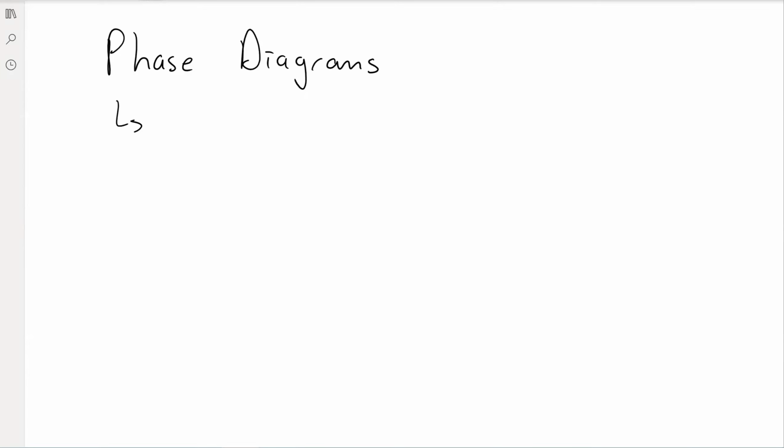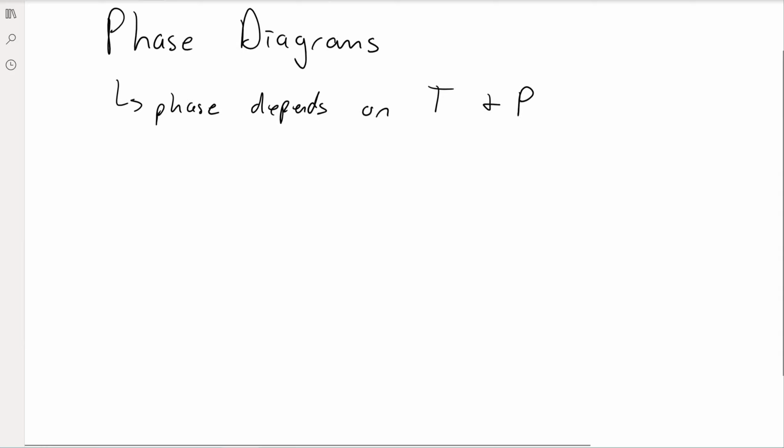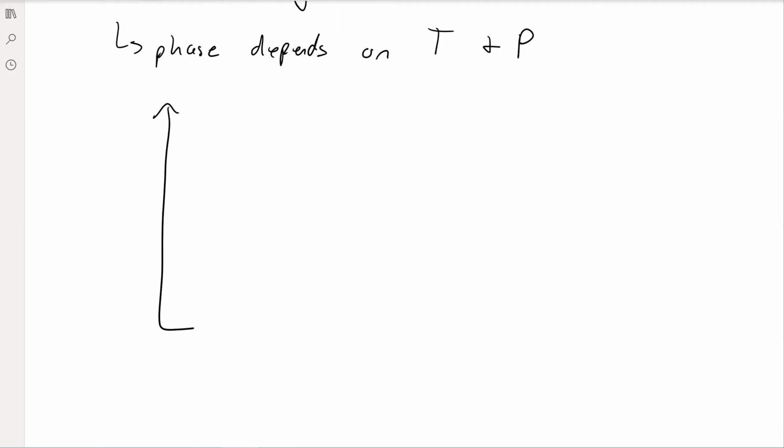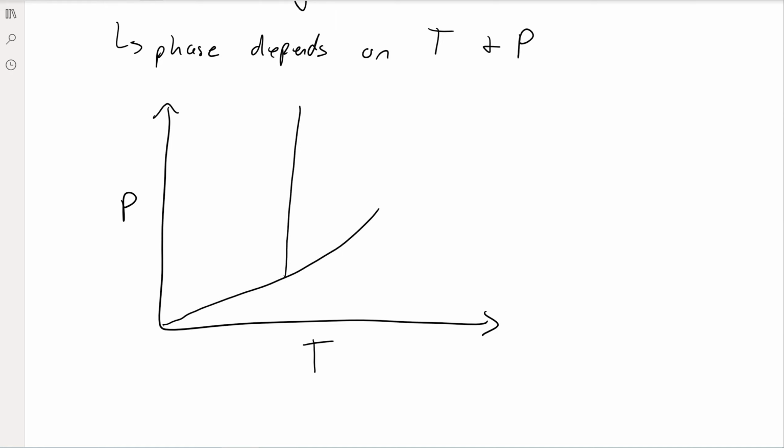All right, so as we've said, the phase of a material depends on its temperature and pressure. And so we can draw a little diagram where on one axis we have pressure, and on the other axis we have temperature. Depending on what these quantities are, it'll determine what kind of phase we have. So these typically look something like this.